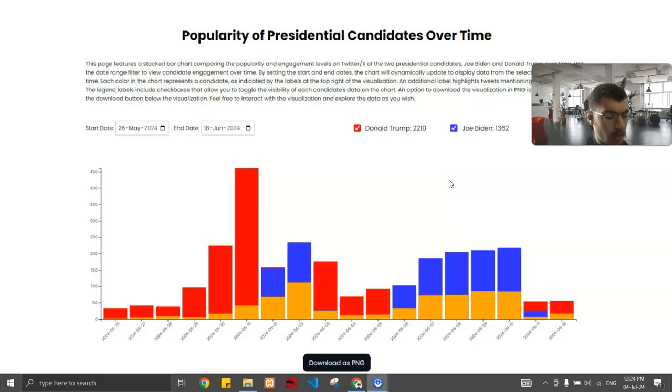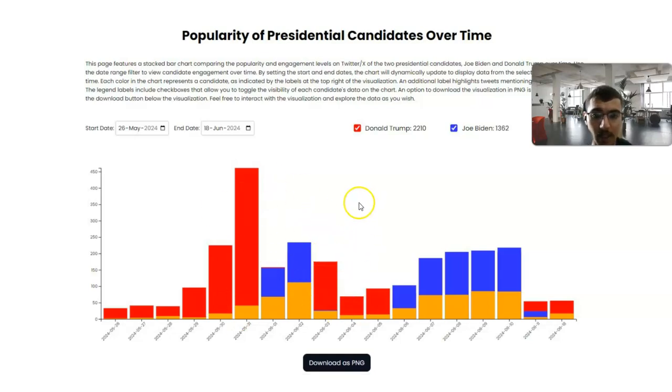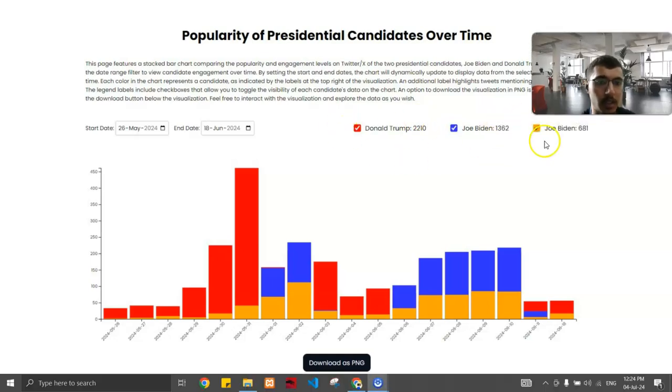Now, since the project will focus on 1 month prior to the election, it will display data between the 26th of May and until the 26th of June. So here we have a filter called start and end date. Now, users can choose any dates between these two dates in order to display and dynamically update the information here. And then they also have these checkboxes over here that they can click on to toggle on or off the visualization of the respective candidate.